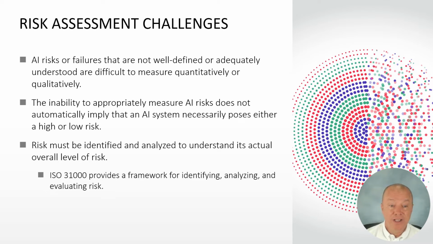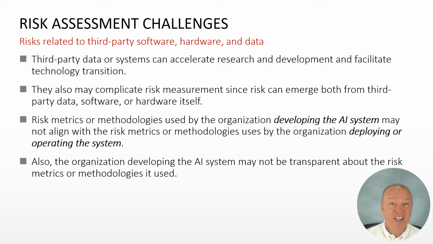Typically, we can look to ISO 31000 to provide a framework for identifying, analyzing, and evaluating risk that could then be applied to AI risk management as well. So we can actually look at categories of AI risk assessment challenges, such as risk related to third-party software, hardware, and data. Third-party data or systems can accelerate research and development and facilitate technology transition, which is a wonderful thing. However, they may also complicate risk measurement, since risk can emerge from third-party data, software, or the hardware itself.